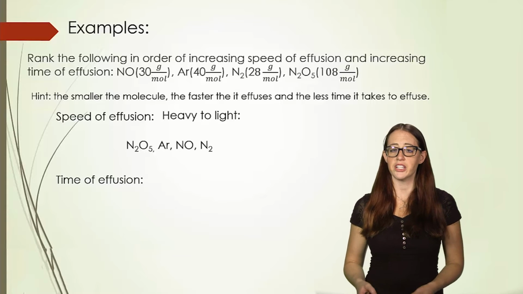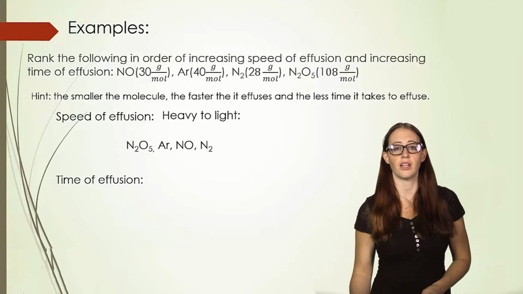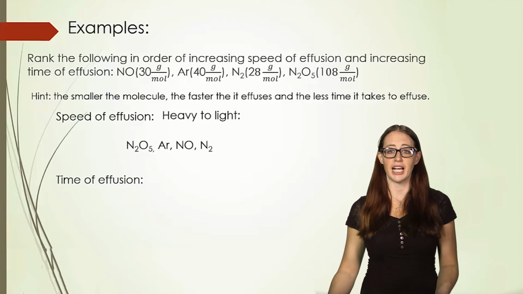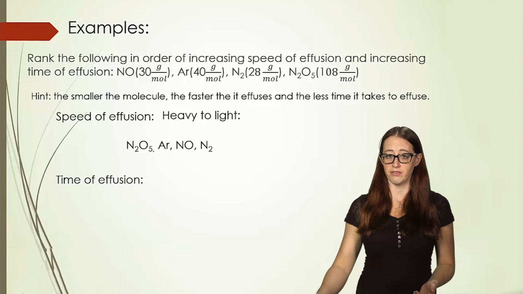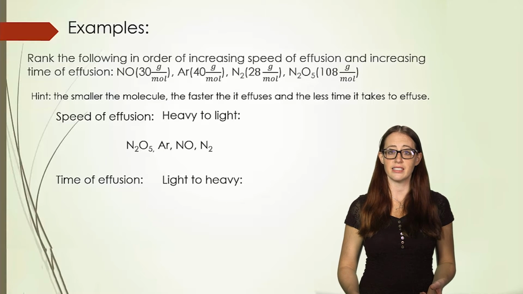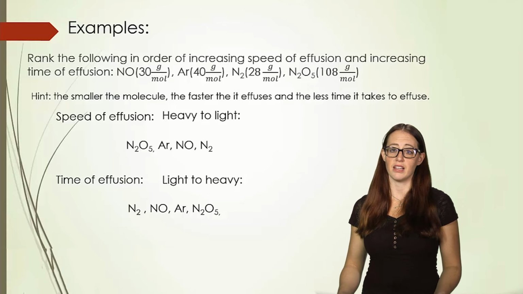Now, for time, it's actually going to be the exact opposite of this. Something that is very heavy moves slow, and so therefore it takes a lot of time to effuse. Therefore, we will list our lightest and fastest first, given that that takes the least amount of time to effuse. And then we'll slowly move on to our N2O5, which is our heaviest and our slowest.